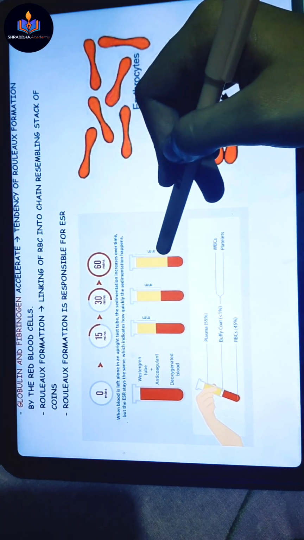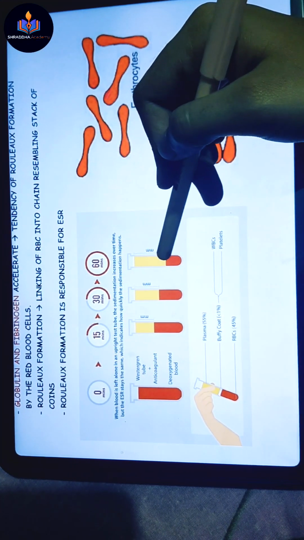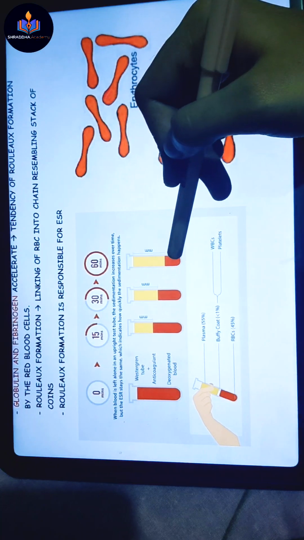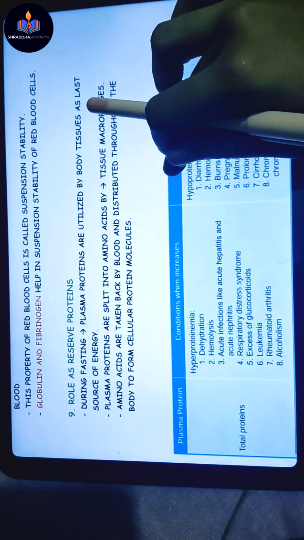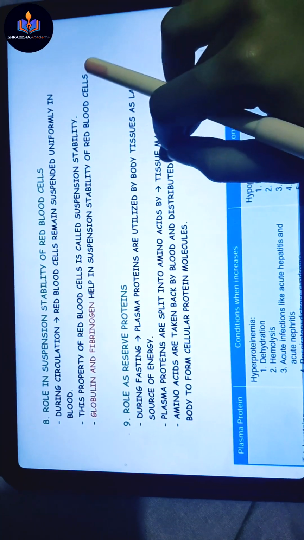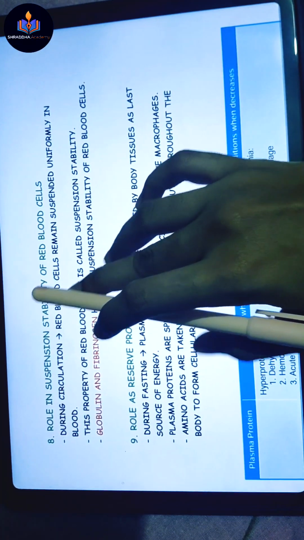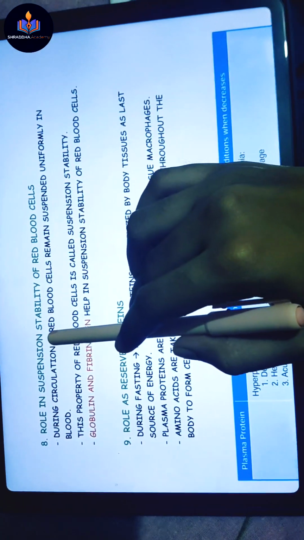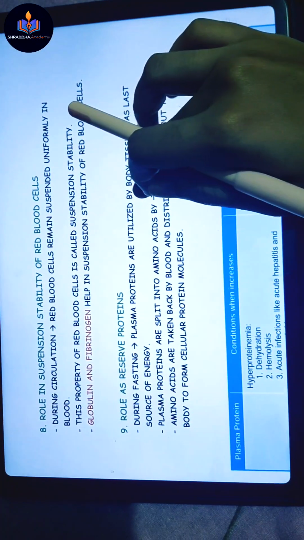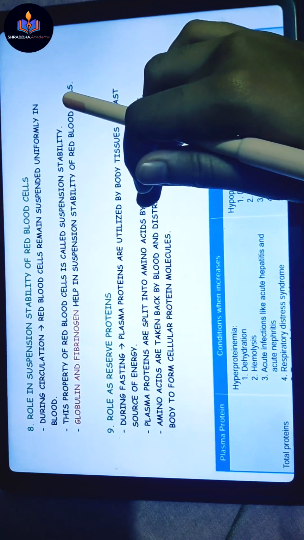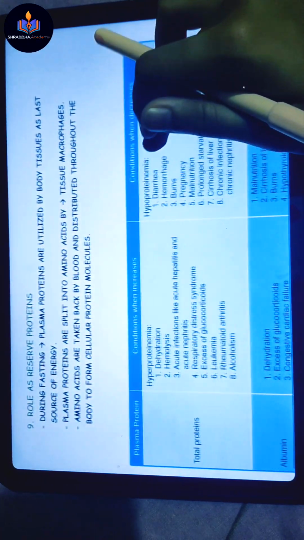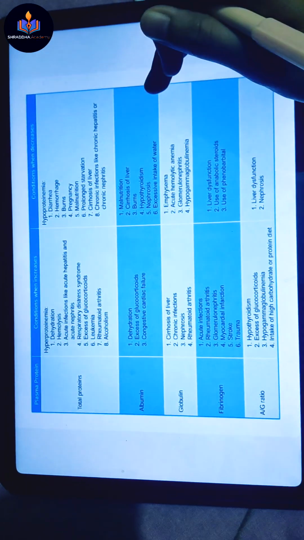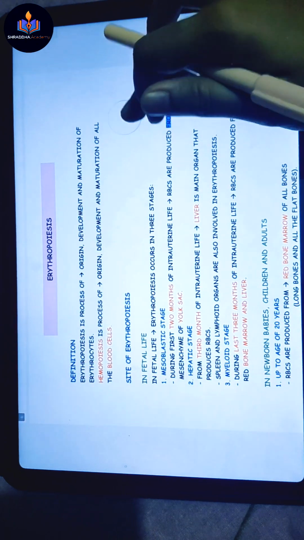The layer which you can see between the yellow and the red, the yellow is plasma, and the red is the red blood cells, with the WBC and the platelets in between, okay. So these are the functions, it is not over yet. Role in suspension stability of RBC, and then role of reserve proteins. So this you can also see in the textbook, you can learn it from that.